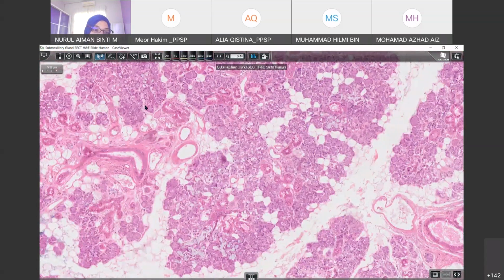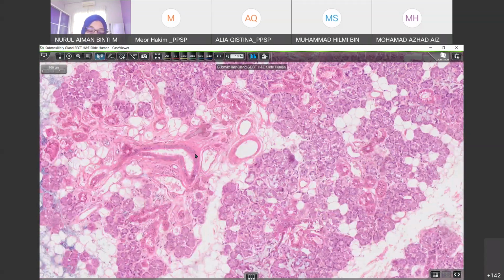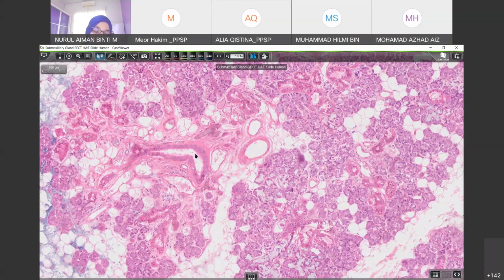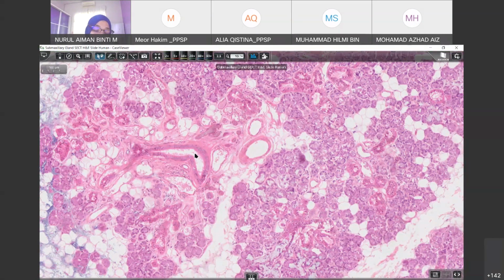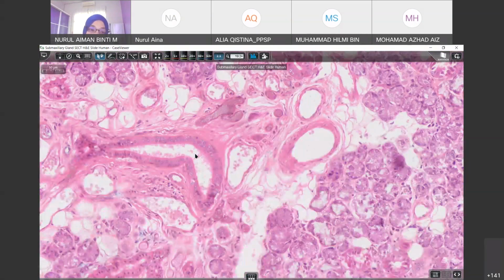Interlobular duct is actually in between the lobules of the lobes of the gland. I think you have another, don't worry about the lobule, the intralobular intercalated duct. That is going to be learned in detail inside the gastrointestinal system. The one that you have to remember now is the type of glands. Either it is compound or it is simple type of gland.